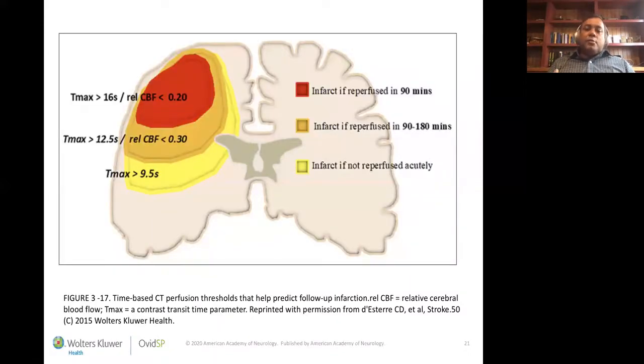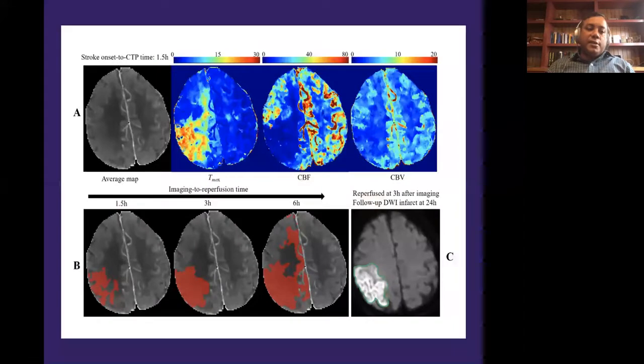However, now what's happening is with some of these core penumbra mismatch constructs, we know that core grows into the penumbra over time. And so what is core based on CT perfusion imaging is changing. And so there is this idea that you could now have what is known as time-based CT perfusion thresholds, which means that depending on when you would potentially open up the artery and when the patient presented, your estimate of what is core changes. And I'll show you an example here.